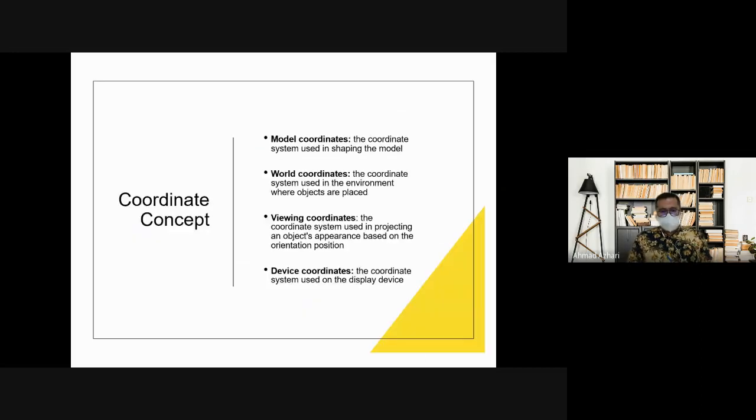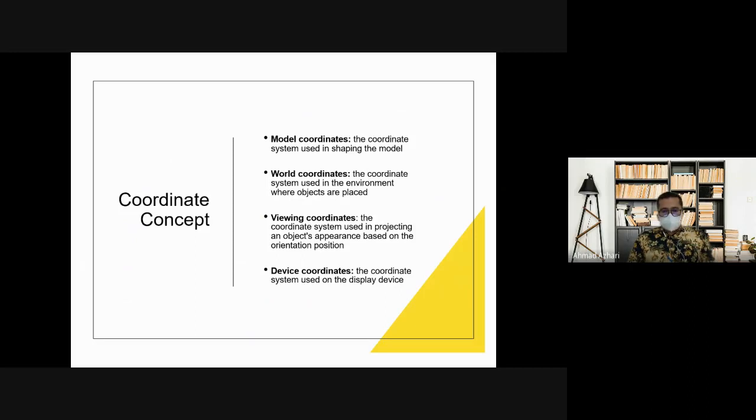Now I will show you the coordinate concept. In OpenGL, in computer graphics, there are four coordinates. First is the model coordinates, the second one is the world coordinates, the third one is the viewing coordinates, and the last one is the device coordinates. What is the difference? I will show you. The model coordinate system is used in shaping the model.